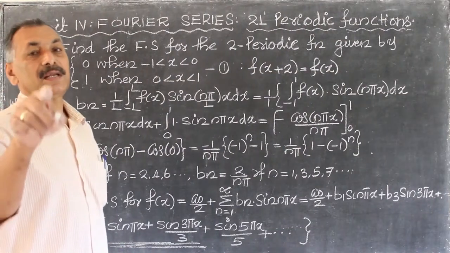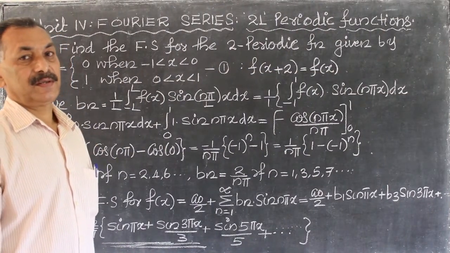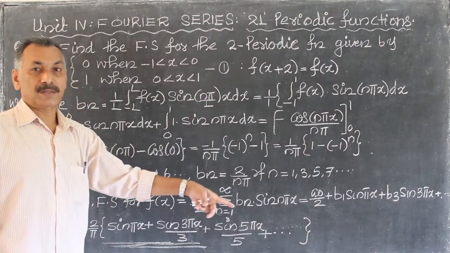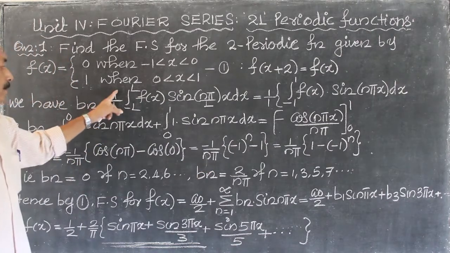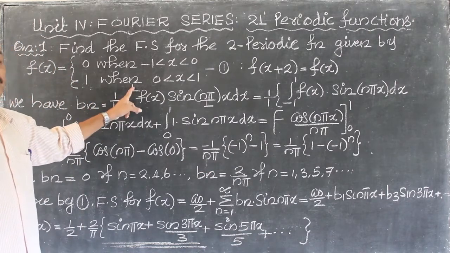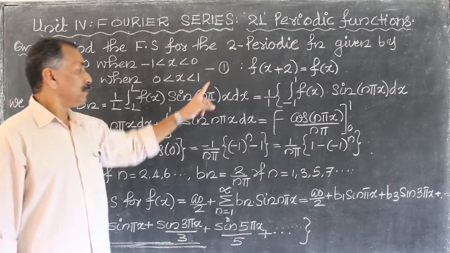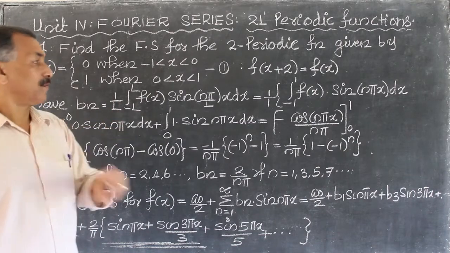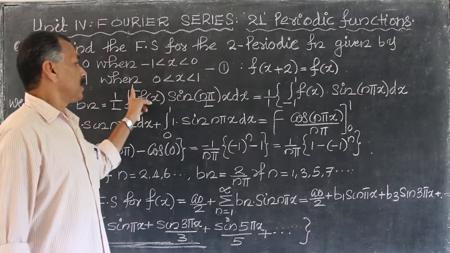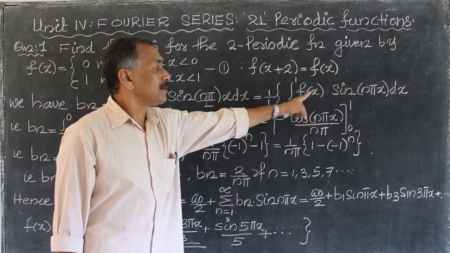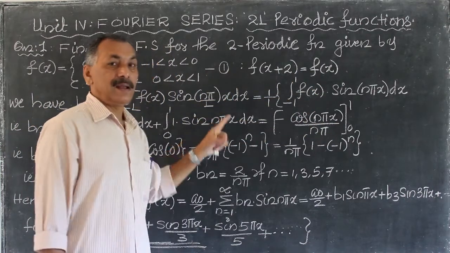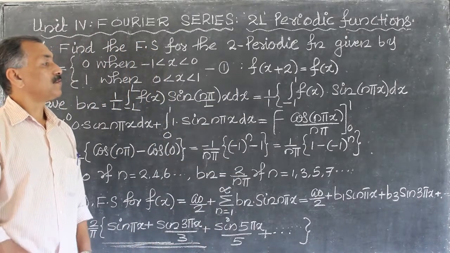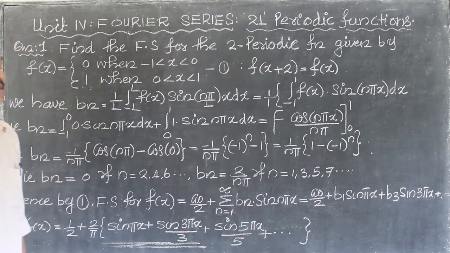Next, we consider the value of bn. What is bn? a0 is equal to 1, an is equal to 0. Then bn is equal to 1 by L integral from minus L to L of f of x into sin n pi by L x dx. That is, with L equal to 1, bn is equal to integral from minus 1 to 1 of f of x into sin n pi x dx.